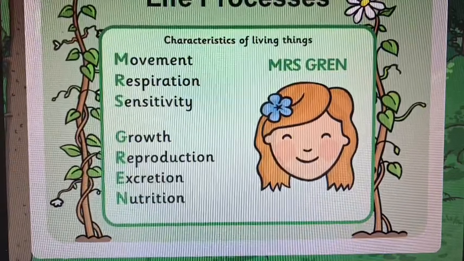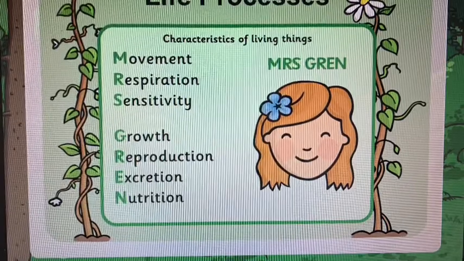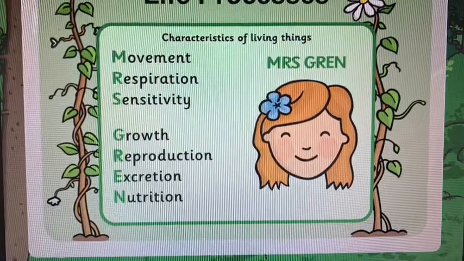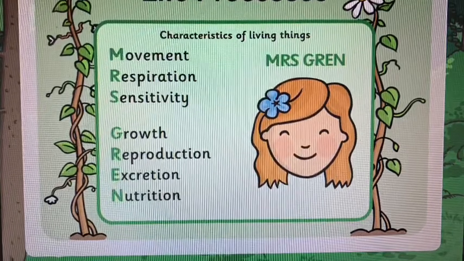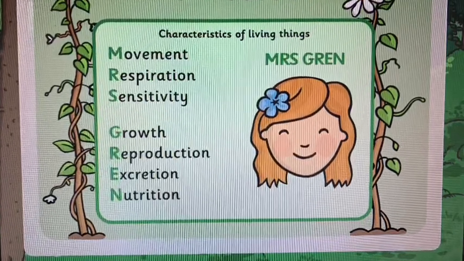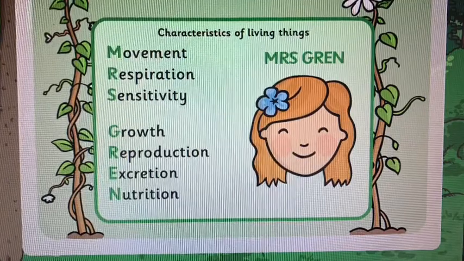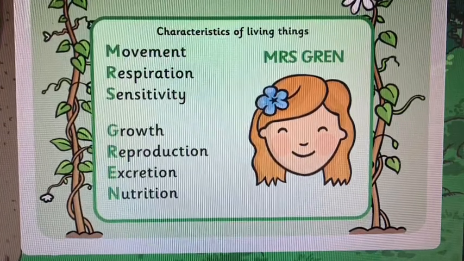Now there's quite a few words there that you might not know the meaning of. I want you to have a think if you know what any of them mean before I carry on and tell you what they mean. Have a think, put your thinking caps on. Do you know what any of these words mean?